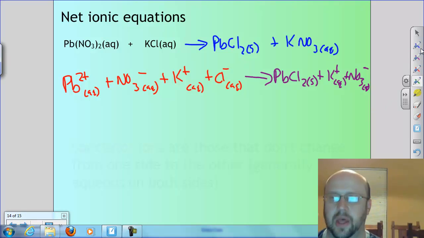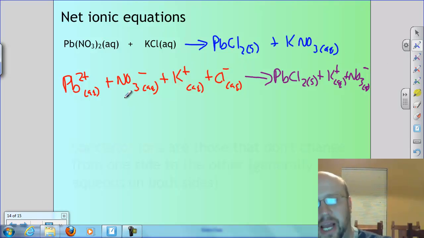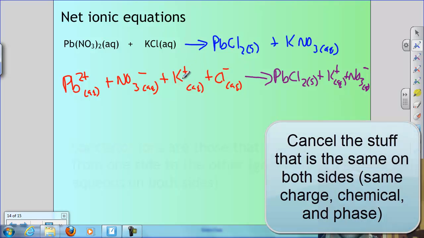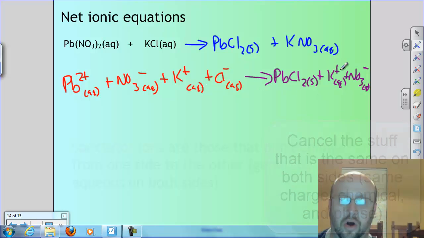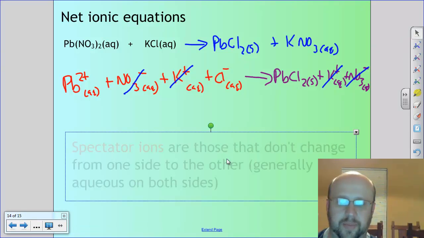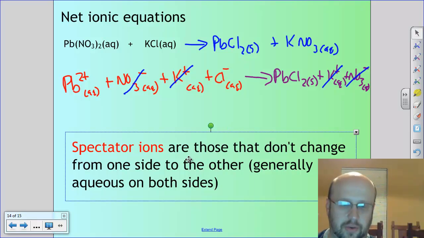So here's the way this works. You look at a problem like this, and everything that is aqueous on both sides, or really is the same on both sides, but by same we mean it's in the same phase and same form, same charge, all that stuff, you cancel out. Potassium is a +1 aqueous on the left side, on the reactant side, and a +1 aqueous on the product side. So I'm going to cancel that out. Nitrate is -1 aqueous and -1 aqueous, so I'm going to cancel that out. So those are what we call spectator ions. Spectator ions are things that don't change. Usually they're going to be aqueous on both sides, not always, but that's typically the case.